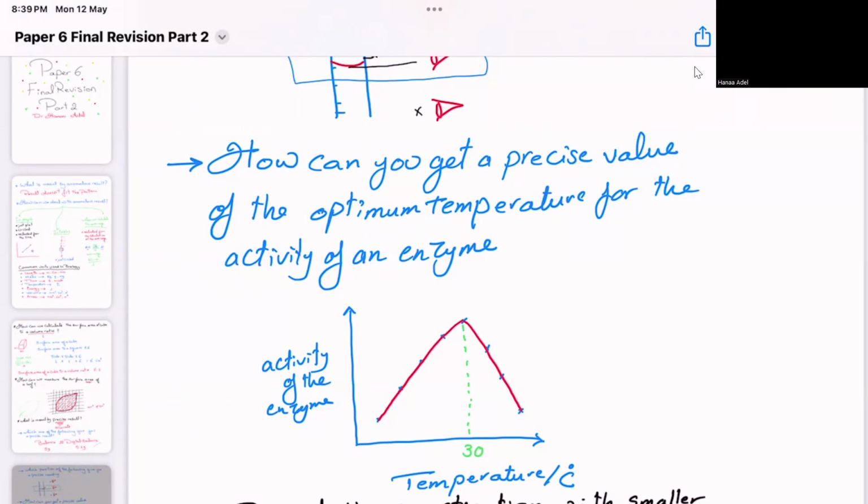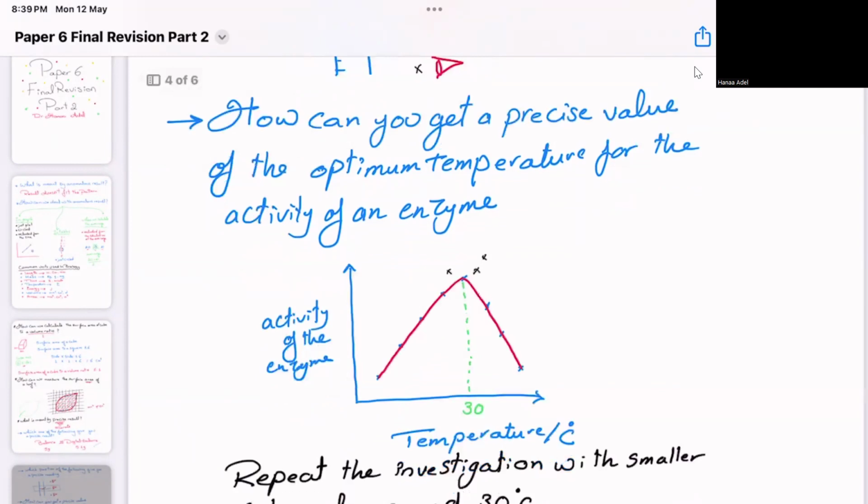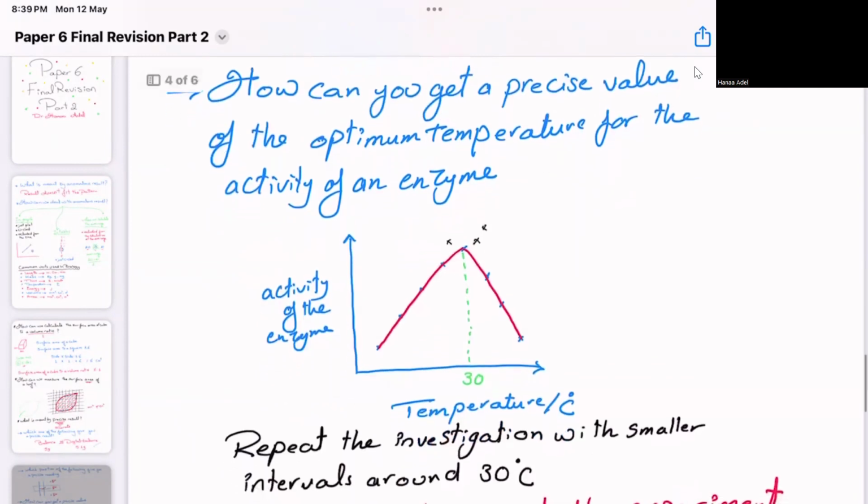We can repeat the investigation with smaller intervals around 30. Maybe the optimum temperature is here. So it may not be 30, maybe 28, maybe 32, maybe 35. So how can we get a precise value? We have to repeat the investigation with smaller intervals around 30.